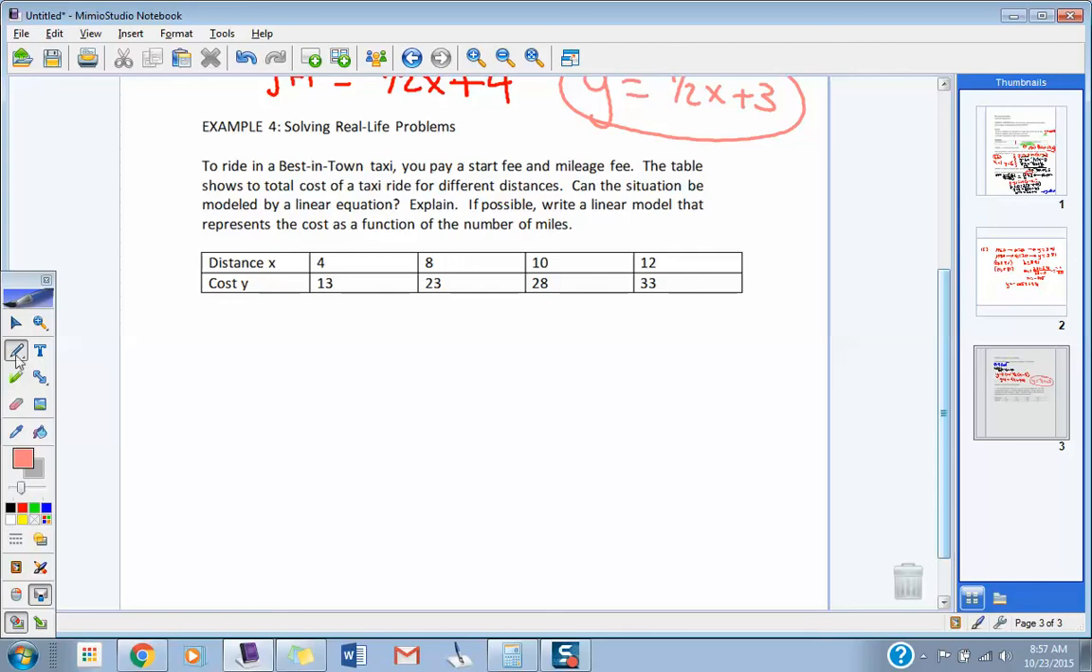I'm just going to do it this way here, guys. Change from 13 up to 23, what is it? 10. What's the change from 4 up to 8? 4, isn't it? Change from 23 to 28, what's that change? 5, right? Change from 8 to 10 is 2. And then change from 28 to 33 is 5. Change from 10 to 12 is 5. Okay, so my change in y over change in x ratios.